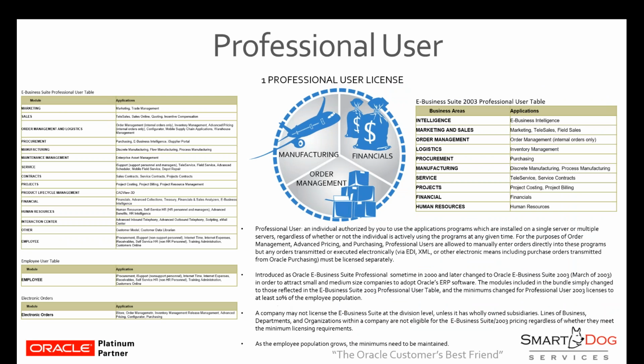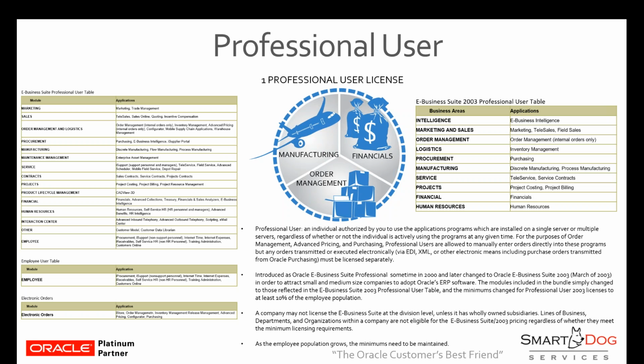So the next one we spoke about in the previous chapter was around the professional user, right? Around 2000, Oracle introduced the eBusiness Suite professional user licensing model. And that licensing model, again, check your contracts, but the table in your contracts would look something similar to what I have illustrated here on the left. That licensing model was maintained up until about March of 2003, and then Oracle shifted that to the eBusiness Suite professional user table as it's illustrated on the right.